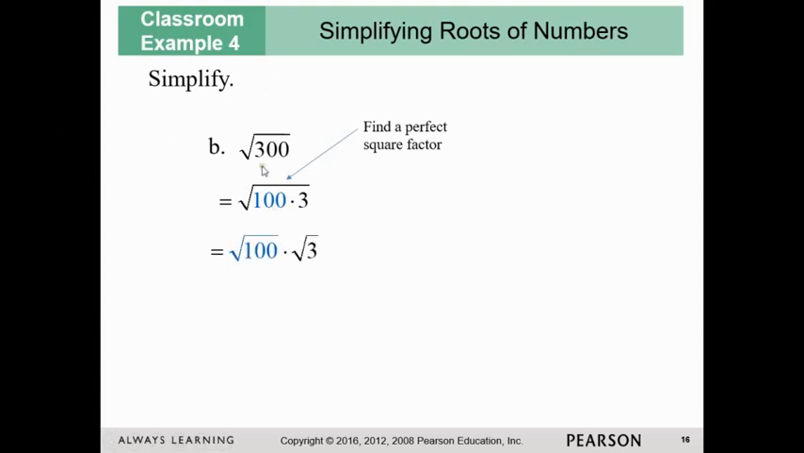So we just break this apart using the reverse product rule here. So we take the square root of 100, and we end up with 10 square roots of 3. So the square root of 300 must be written in this way as 10 square roots of 3. This is how we simplify radicals.